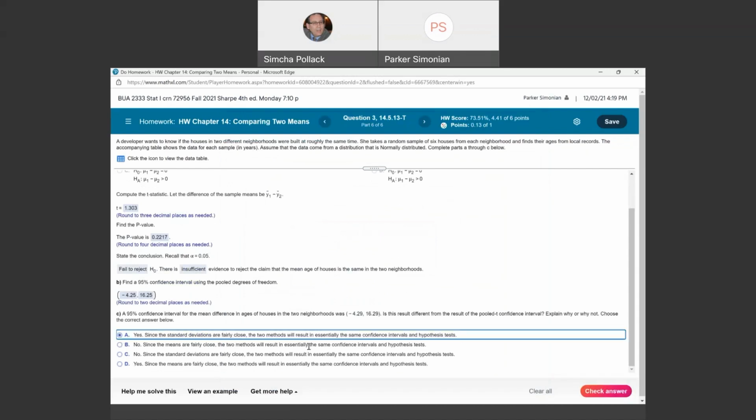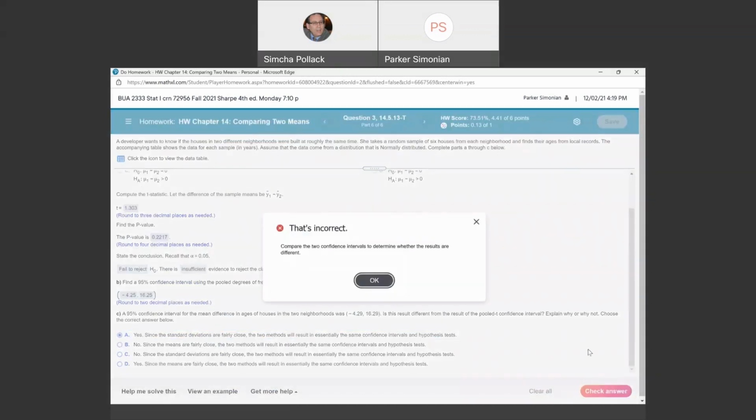Let's see if I got it right. Oh, all right. So there is just to compare. So maybe your initial impulse of doing it both with and without the confidence interval checked off, with and without the pool checked off, might be the better way to do it.